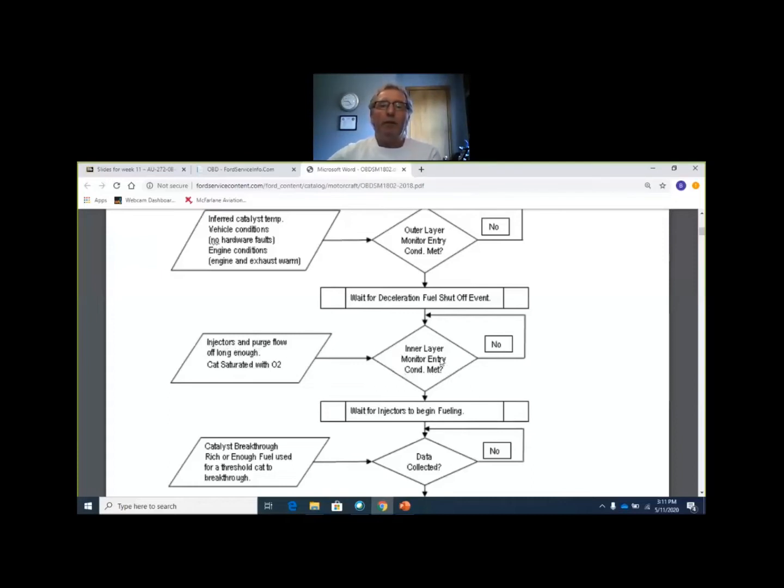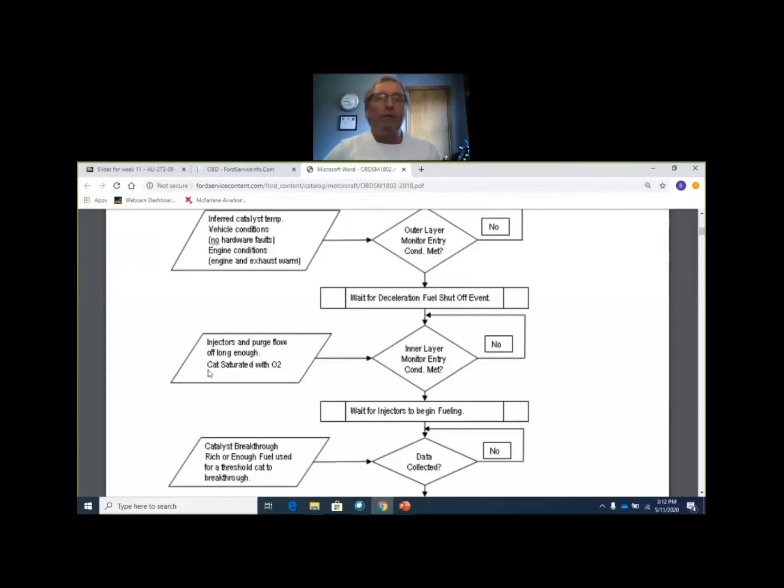Are the monitor entry conditions met? What are those conditions? We've got to make sure the injectors are off long enough and the purge flow is off long enough. We don't want the canister purge solenoid taking fuel vapors from the canister and putting them into the engine. That could affect just how lean our exhaust is. It might not be as lean as we want. So we need a period of time where there's no purge flow and no fuel injection. The exhaust is going to go very lean, and that should saturate the catalytic converter with oxygen.